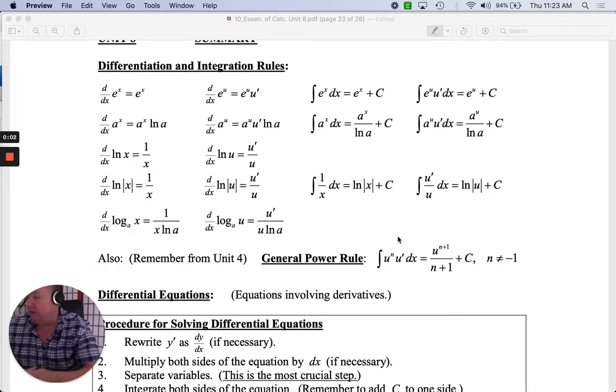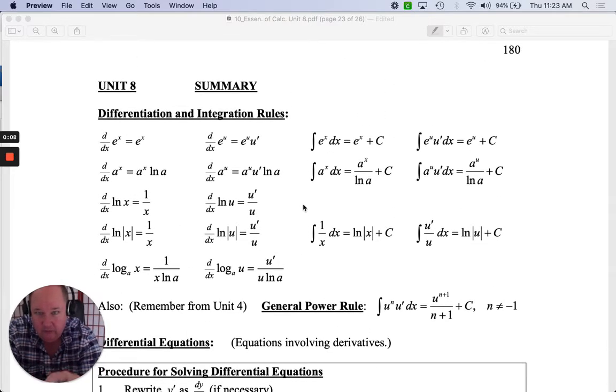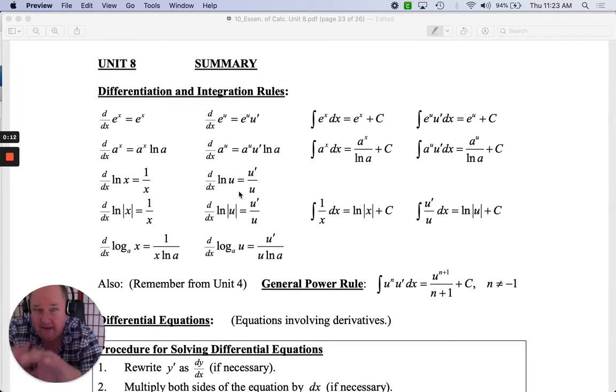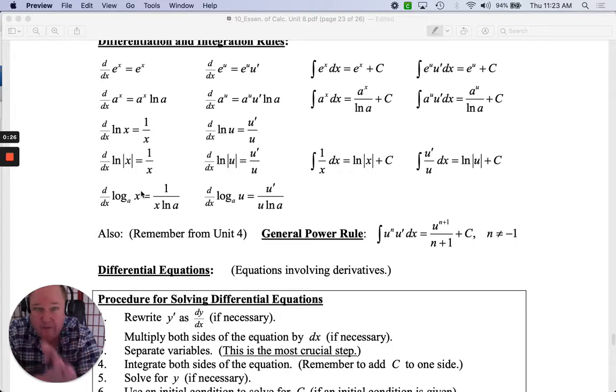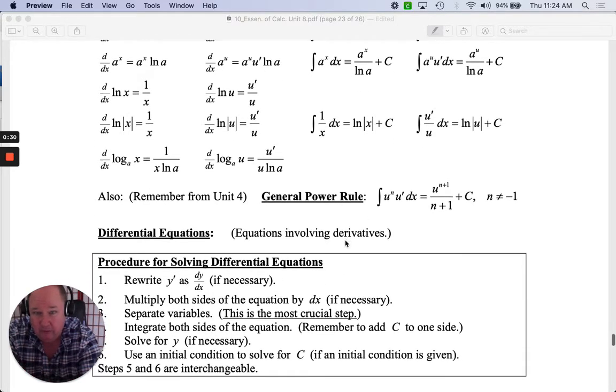This is the review assignment 8.6. So let's just go over what we learned in Unit 8, and then we're going to answer the questions. Unit 8 tied together what we did in Unit 7, which is on exponentials and logarithms. So here are integration rules and differential rules on exponentials and logarithms that you need to know. And you know this by practicing it, not just memorizing this page, and the general power rule.